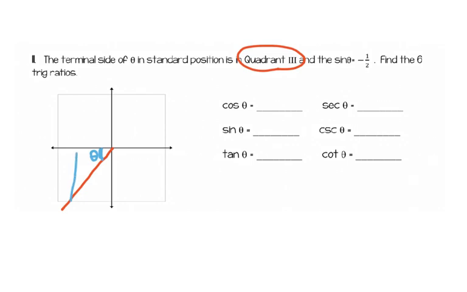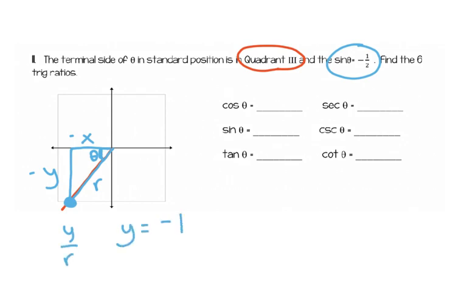My triangle is going to be this right here. It means my x is going to be negative and my y is going to be negative, because you're going left and down to get to this point. R is always positive. Now, sine is opposite over hypotenuse, so that's y over r. So I know that y is equal to negative 1, because r can't be negative. R is equal to positive 2.